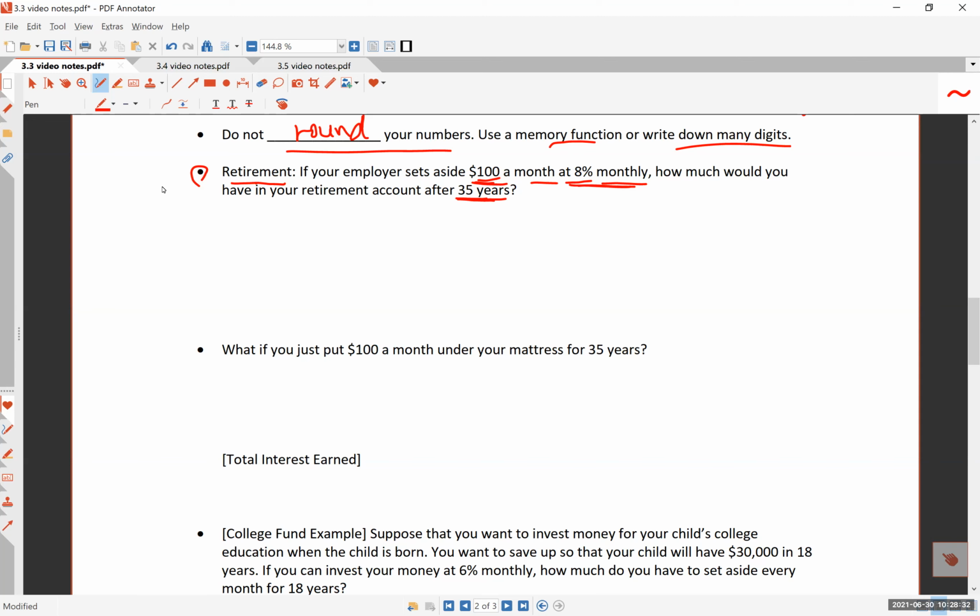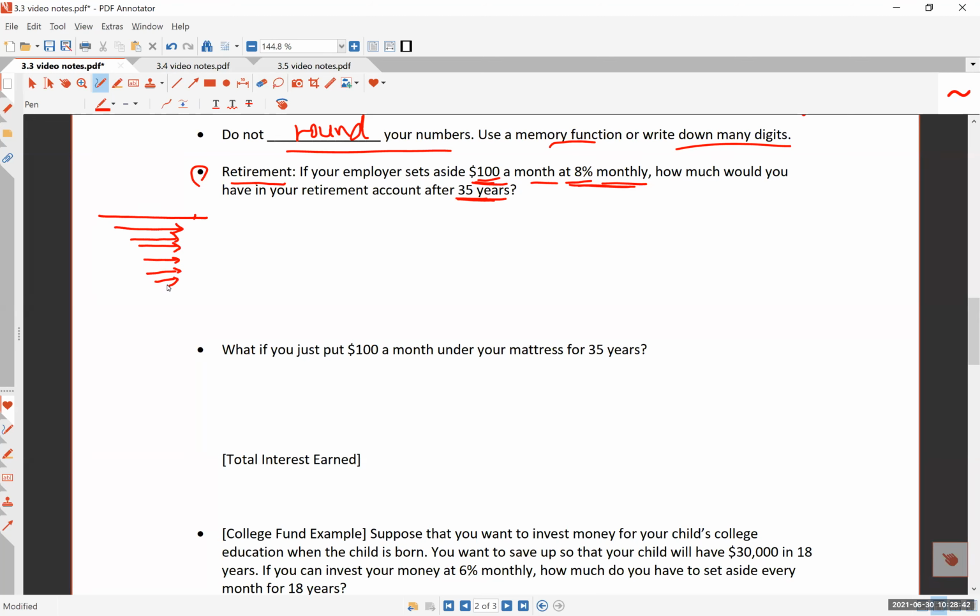And in this case, you're going to have 12 times 35. That's a lot. That means like 400 plus payments going into your account. So what you have to do is to add up a whole bunch of different deposits. And so you do not want to do this manually. Of course, you have a formula. Let's go ahead and apply that.